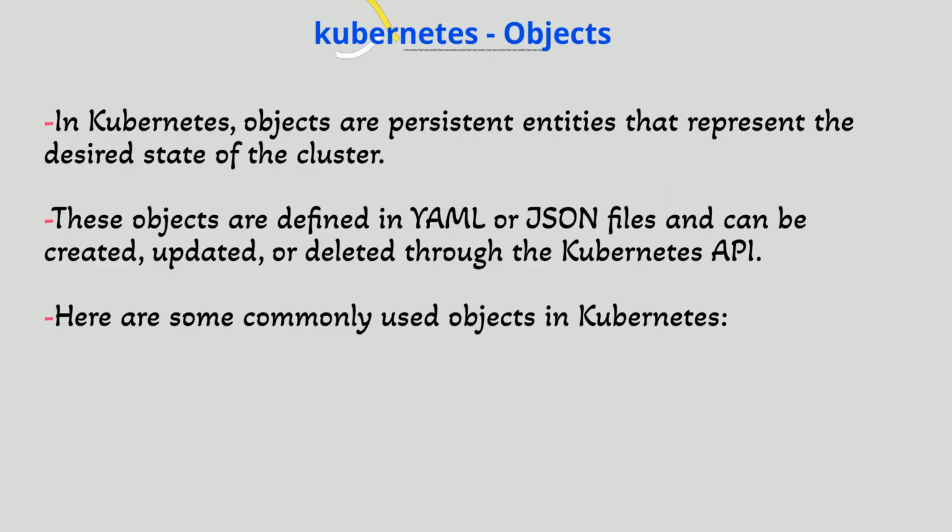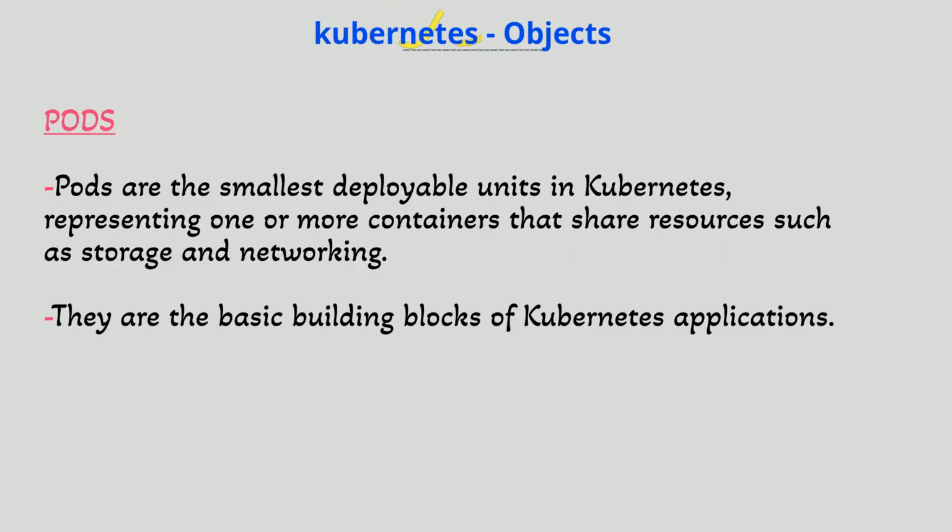In Kubernetes, objects are persistent entities that represent the desired state of the cluster. These objects are defined in YAML or JSON files and can be created, updated, or deleted through the Kubernetes API. Here are some commonly used objects in Kubernetes.